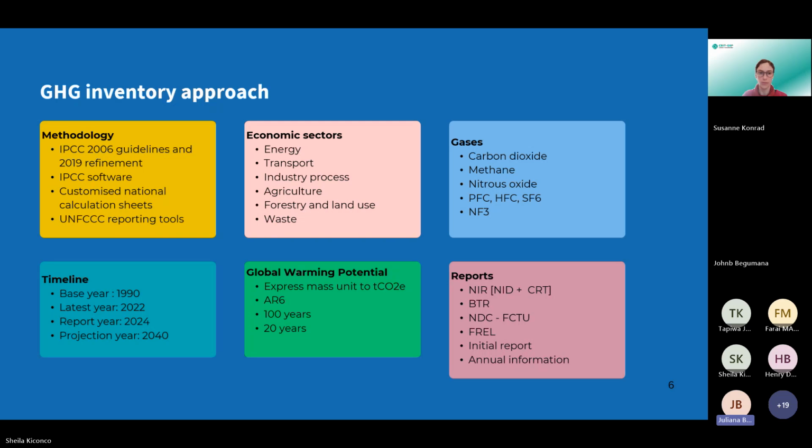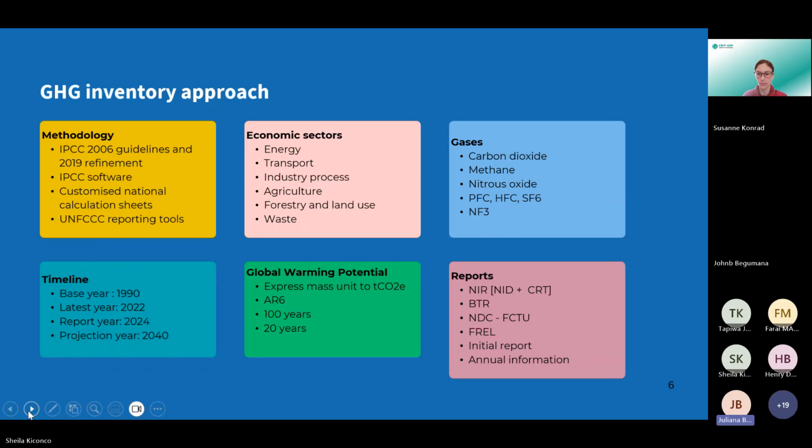On the economic sectors, we focused on energy, transport, industrial processes, agriculture, forestry, and then the waste sector. The gases we looked at were CO2, methane, nitrous oxide, PFC, HFC, SF6, and then NF3.